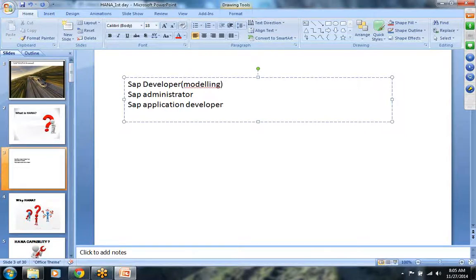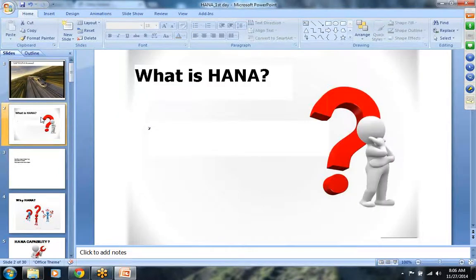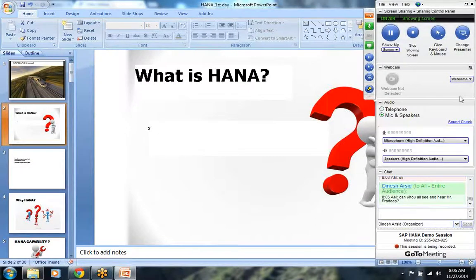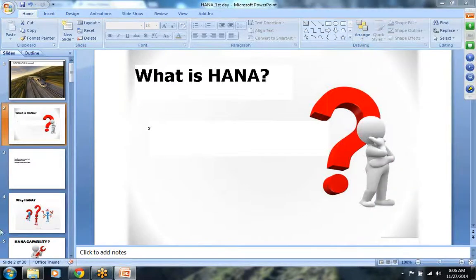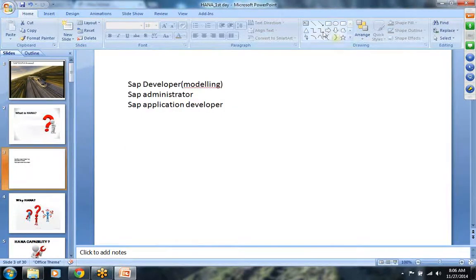So now, what is HANA? First, I would like to say it is a database. It is not only a database, it is an in-memory database. And secondly, it is a hardware structure plus software component. So altogether we call it an appliance.